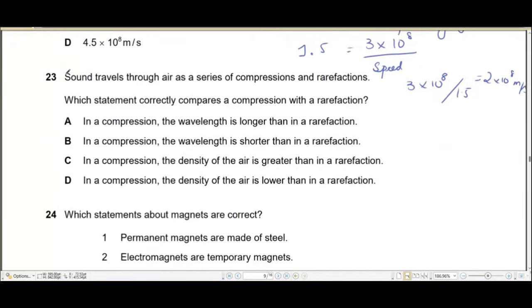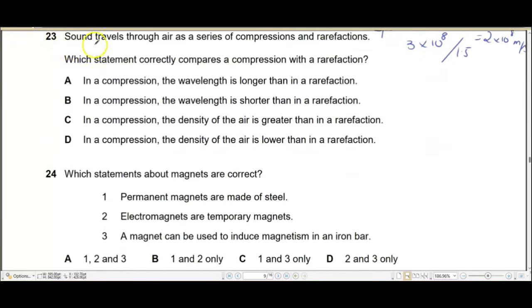Moving forward to question number 23. Sound travels through air as a series of compressions and rarefactions. Which statement correctly compares a compression with a rarefaction? A. In a compression, the wavelength is longer than in a rarefaction. Okay. In a compression, the wavelength is shorter than in a rarefaction.